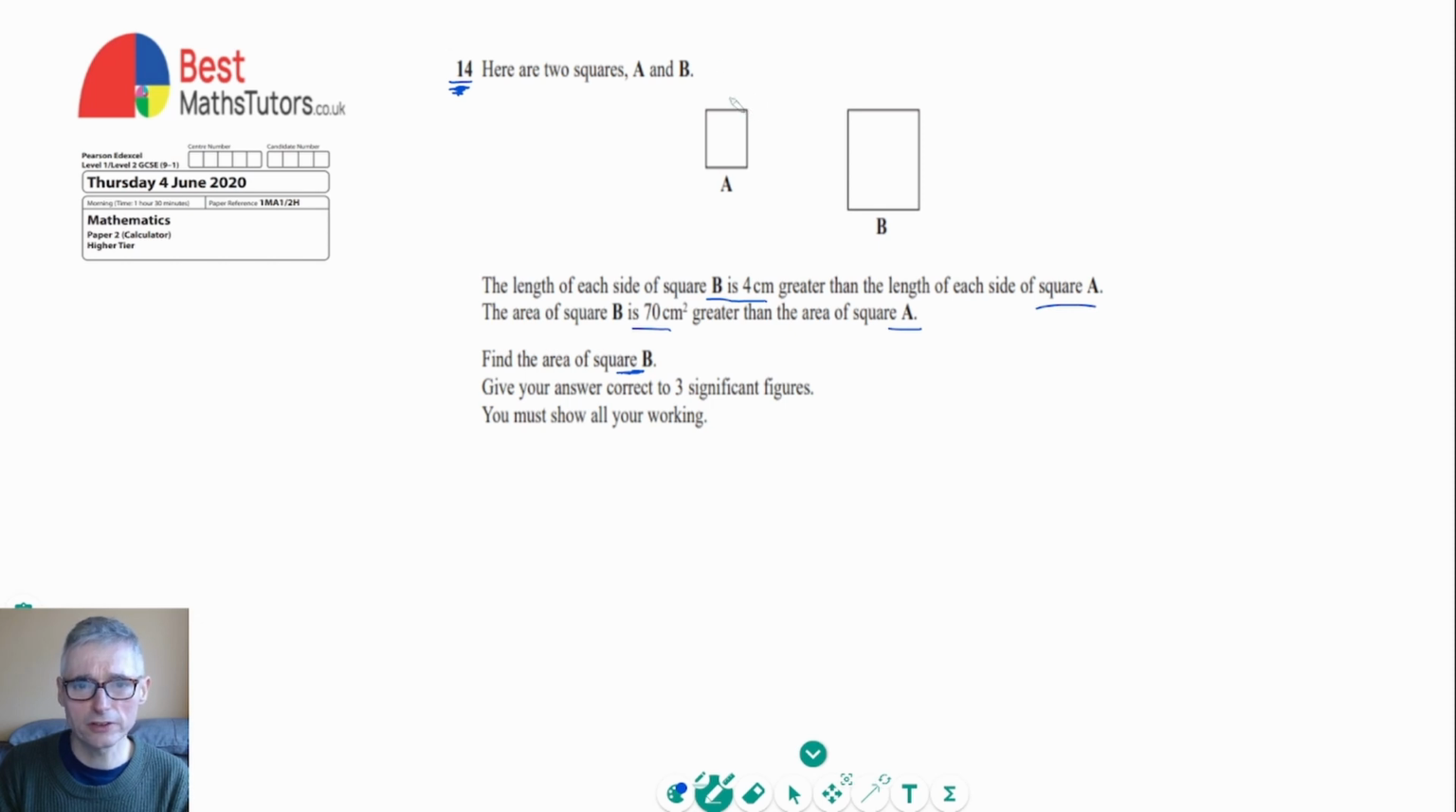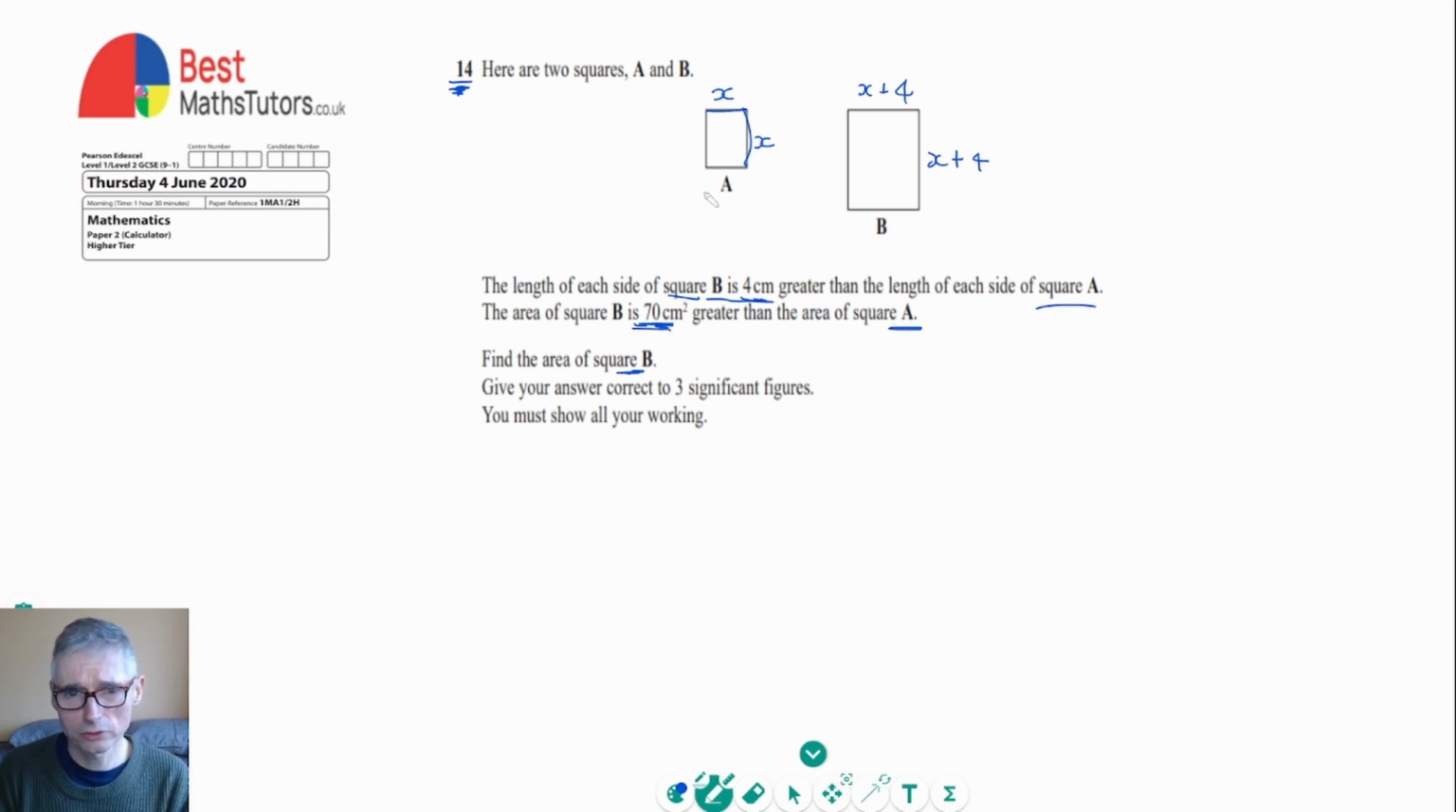So the best thing for this is to actually use a bit of algebra. So we're going to say if this one has got a side which is x, so it's a square, so it might not look like one, but it's actually all the sides we're going to call x on this one. And then for B, it says all the sides are 4 centimeters greater than on A. So that means this side here is going to be x plus 4, and so is this side here, x plus 4. And it says also that the area of square B is 70 centimeters greater than square A.